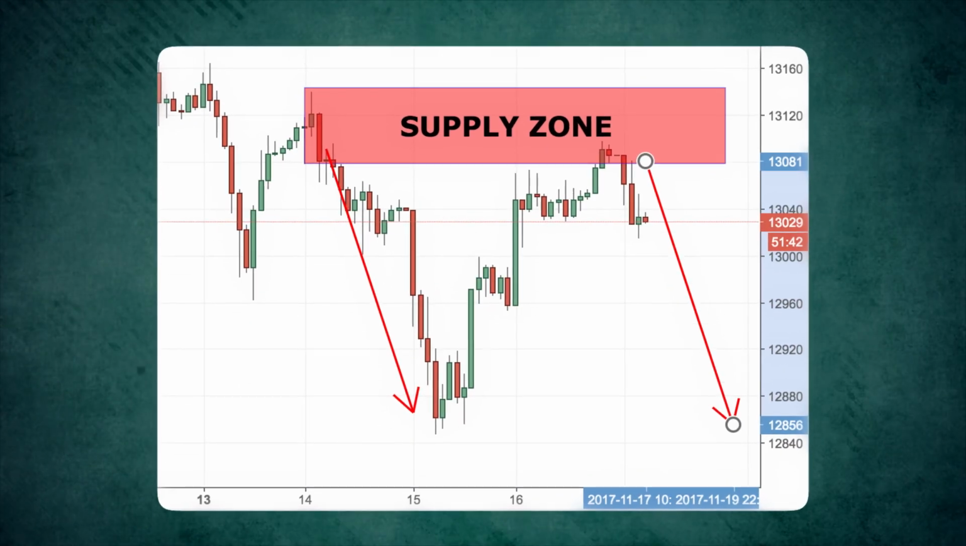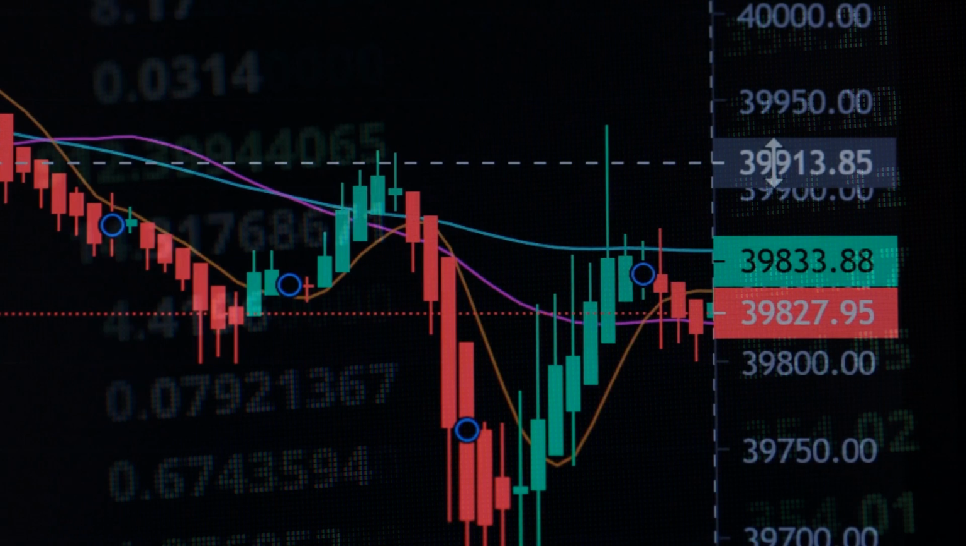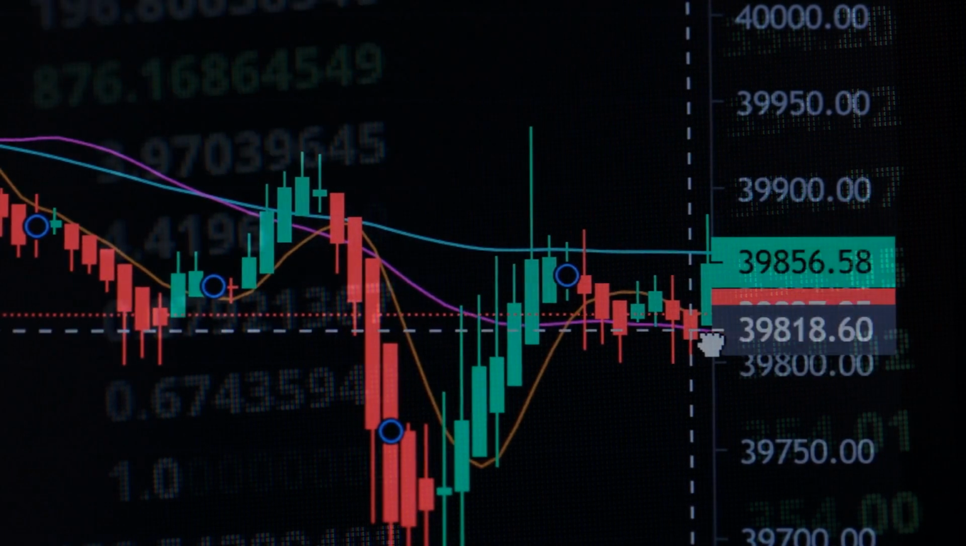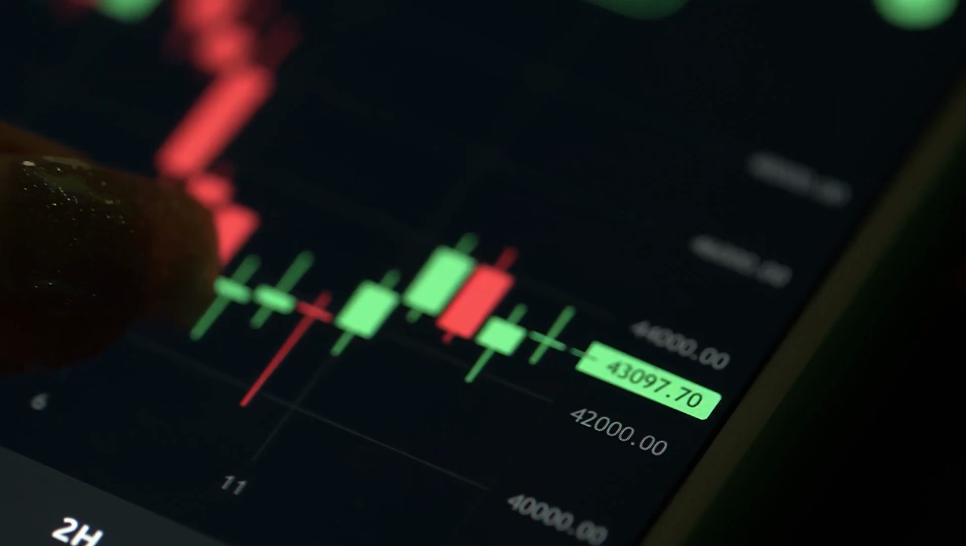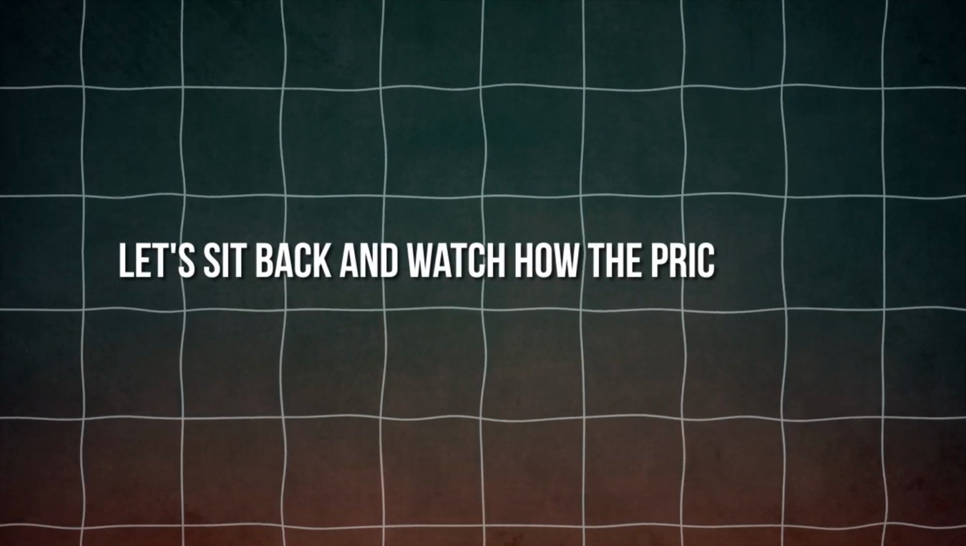Our supply zone has been marked at this point. The only thing you need to keep an eye out for is the price returning to this region for another test. After that, we will search for opportunities to sell. Let's sit back and watch how the price develops.